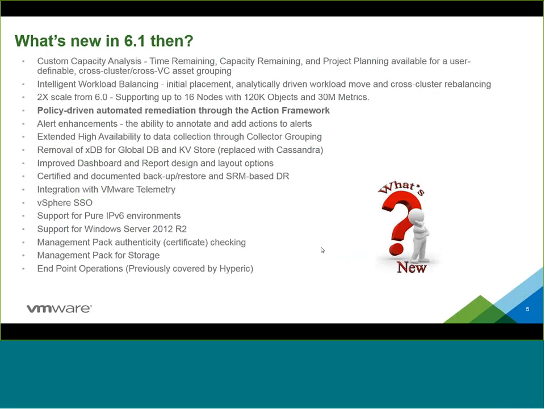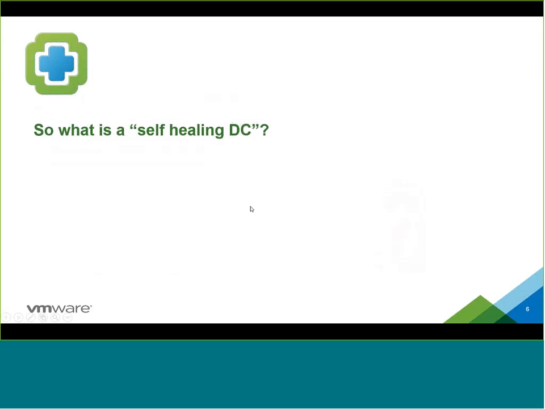So we had LDAP, and we had local authentication in your vCops or vROps instance, but SSO has only just been added, so quite important. And away down the bottom there, you've got endpoint operations. That's quite an important component of 6.1. If you use Hyperic, for instance, that's a feature that will gradually take over the functionality of Hyperic. So we'll move along a bit. So what is a self-healing data center?